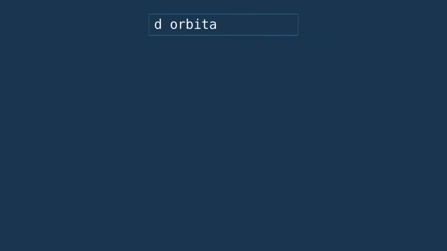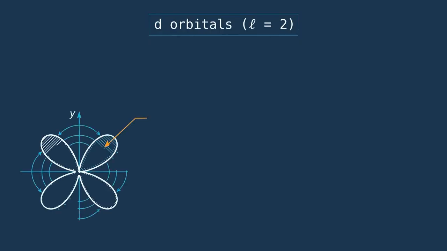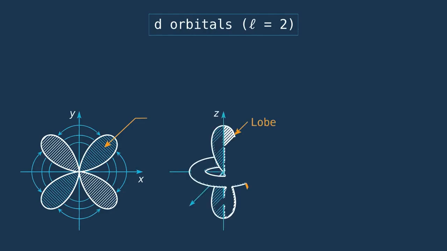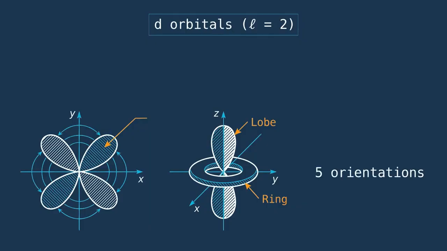Then come d orbitals with L equals 2. They have two angular nodes. Most appear as four-lobed clover shapes. One of them, usually called dz squared, looks different with two lobes along one axis and a ring around the middle. There are 5 d orbitals in total, corresponding to different orientations.